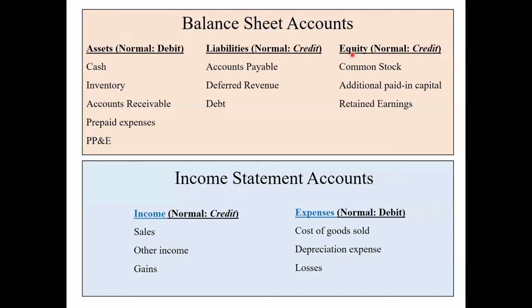Equity accounts is whatever is left over after you use all your assets to pay off all of your liabilities. What's left over is equity. So that's what the owners have left in the business. If it were to wind down and liquidate, that's what the owners would have left.